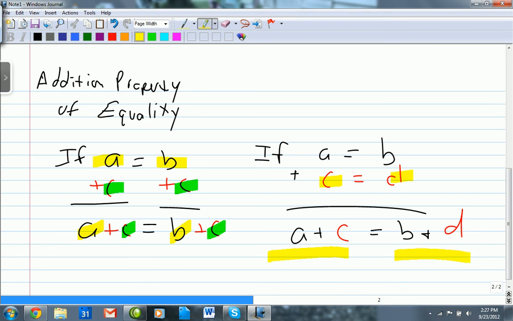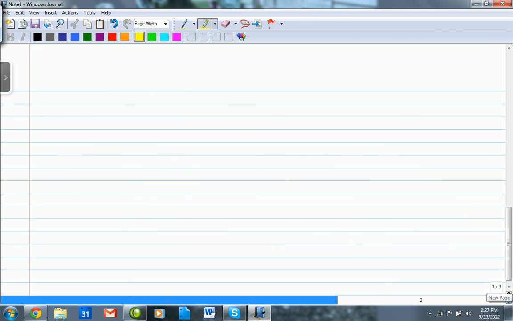Now we have other properties of equality: multiplication, division, subtraction. Multiplication: if you multiply equals by equals, their products will be equal. Division: if you divide equals by equals, the quotients will be equal. And subtraction: if you subtract equals from equals, the differences will be equal.